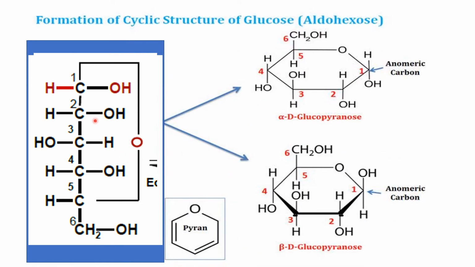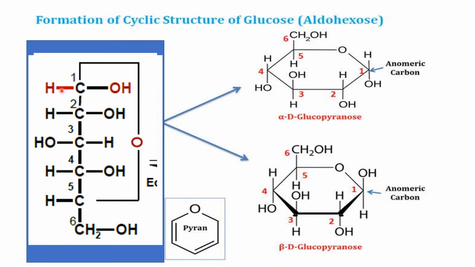See here, the first carbon atom is connected with the fifth carbon atom through an oxygen linkage. Now this structure we are converting to pyranose structure, that is alpha D glucopyranose and beta D glucopyranose. See here, this is alpha D glucopyranose. See here, this is alpha D glucose. So the OH group, this is the anomeric carbon atom. First carbon atom connected with the fifth. See, this is the first carbon atom connected with the fifth through an oxygen atom.